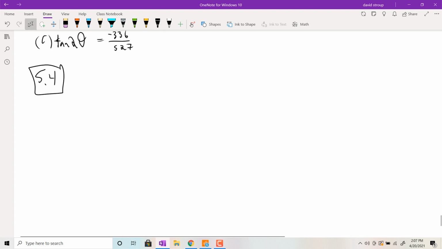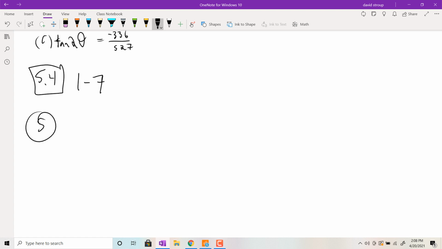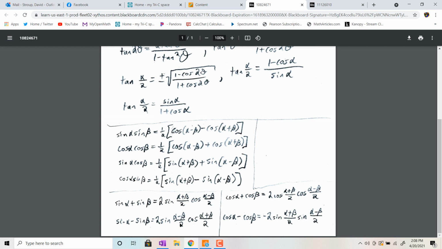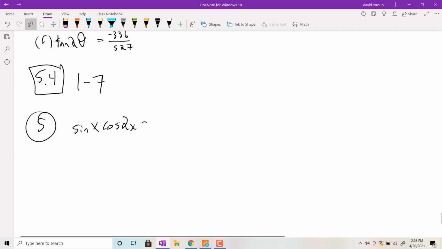5.4, you see the product and sum formulas. I'm not too crazy about this section, but problems like 1 to 7 turn out to be important later on. So let's take a look at number 5. We want to convert this into a sum, sine x, cosine 2x. And those are on our formula sheets. So where are you? Down here. Sine cosine is sine alpha plus beta, sine alpha minus beta with a plus in between and a 1/2 in front. Okay, so 1/2 sine of x plus 2x is 3x.